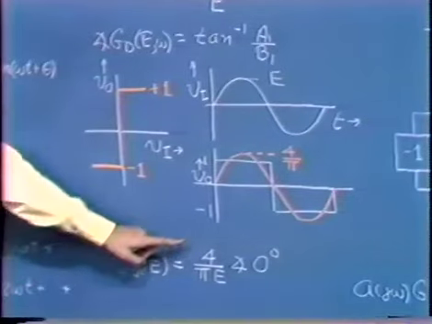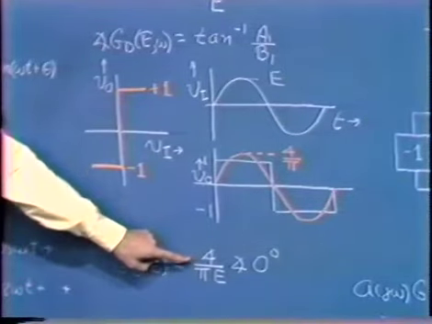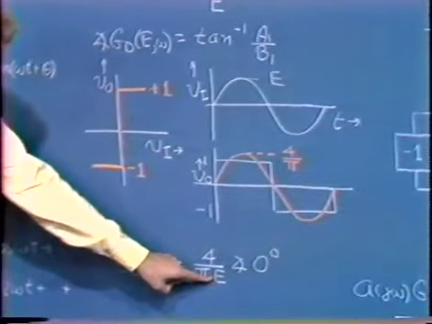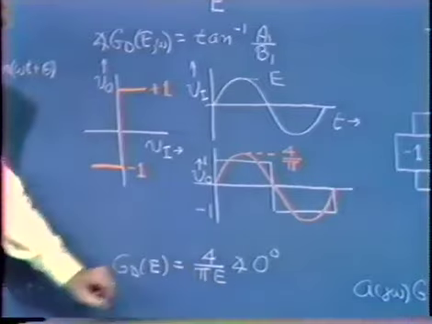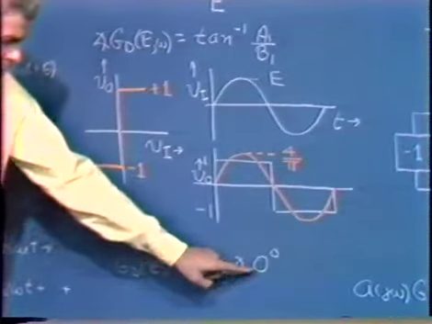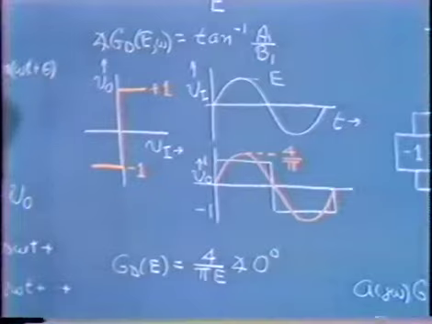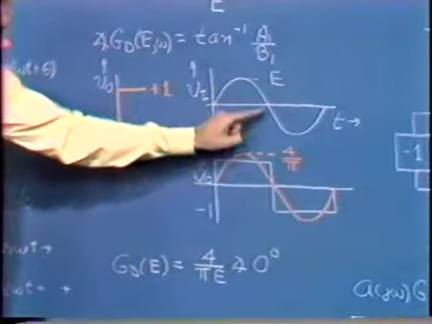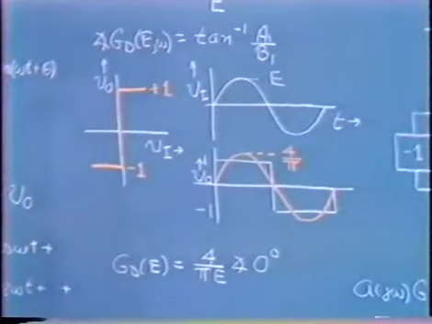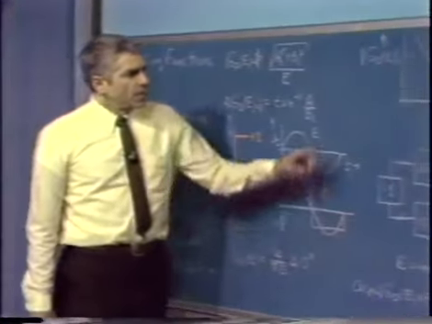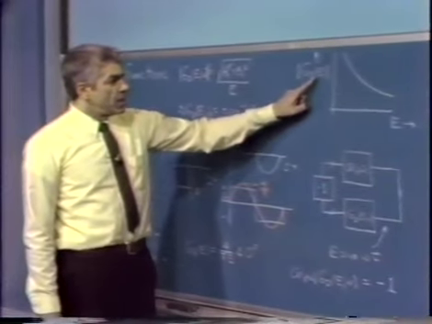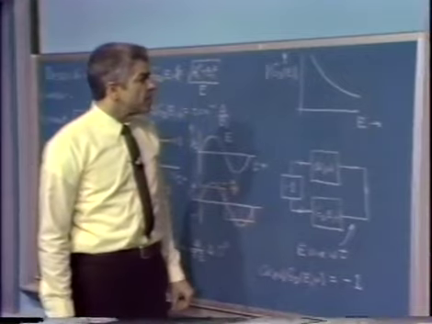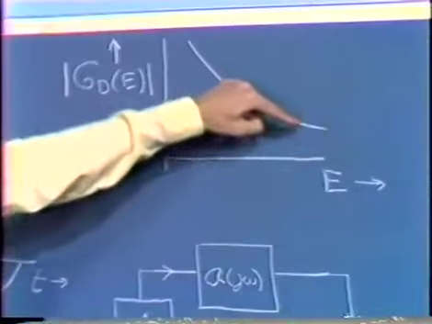It's the magnitude of the fundamental component of the output, which is 4 over pi, divided by the amplitude of the input signal, which is E. And of course, the angle associated with our describing function is 0 degrees, since the fundamental component of the output is in phase with the input signal. If we plot the magnitude of G sub D of E as a function now of E, since it's not a function of omega for this particular case, we simply get a hyperbola.